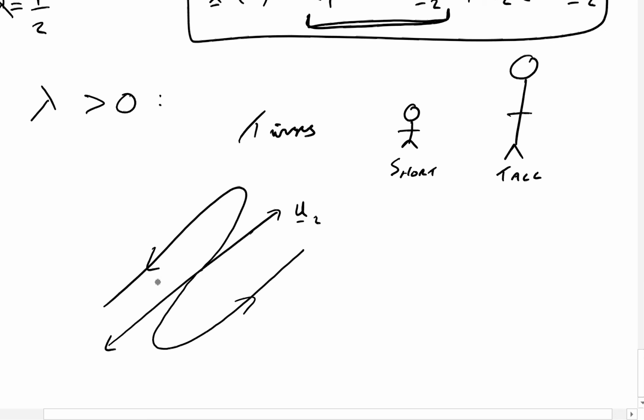Yeah, so we're going to basically be pulled out, if you like. We're going to always be pulled to the longer one. Hopefully I've made that clear. Okay, so basically we're being pulled away from the equilibrium point. So if lambda's greater than 0, we basically end up with an unstable equilibrium point.